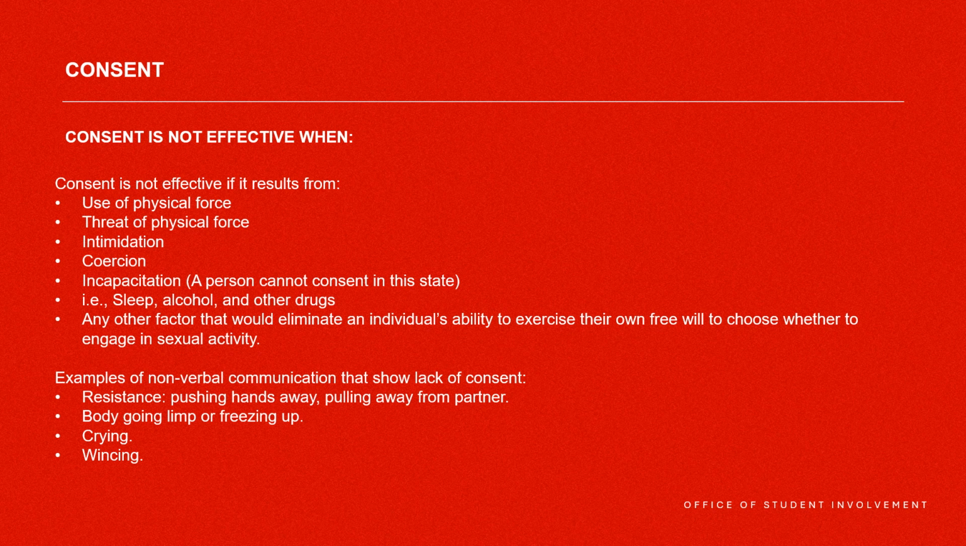A partner could use nonverbal cues to indicate their lack of consent for any sexual activity, and some examples can include, but are not limited to, resistance, such as pushing hands away or pulling away from their partner, their body going limp or freezing up, crying, or wincing.